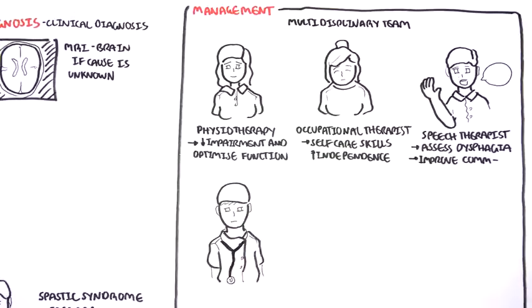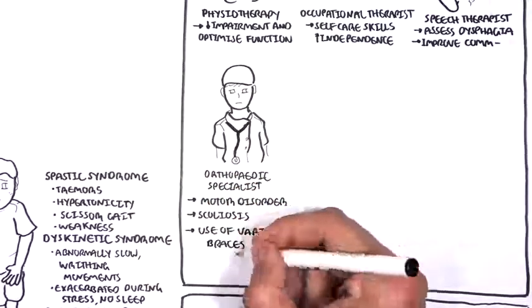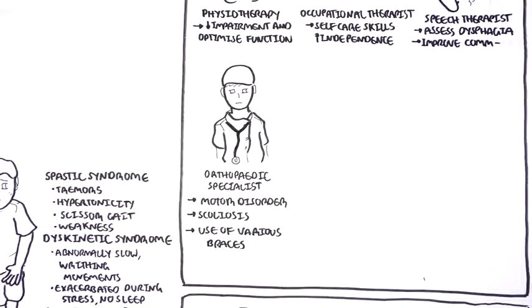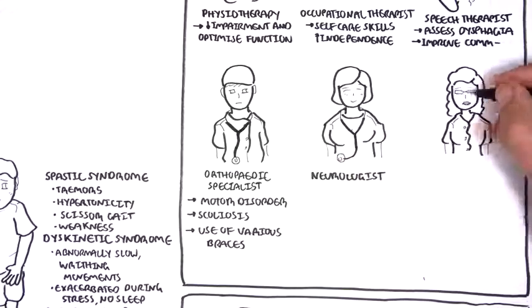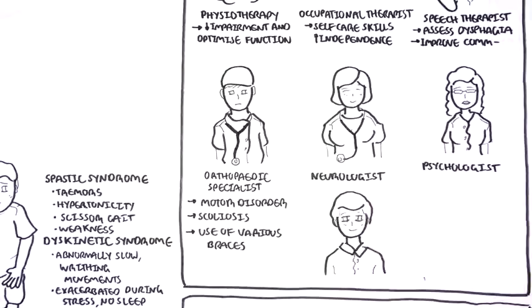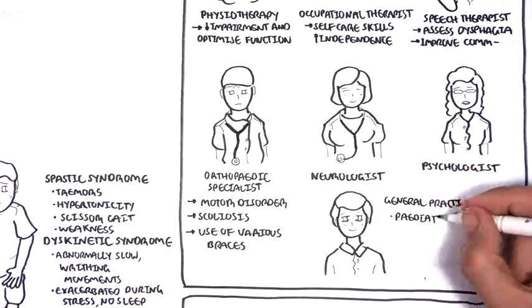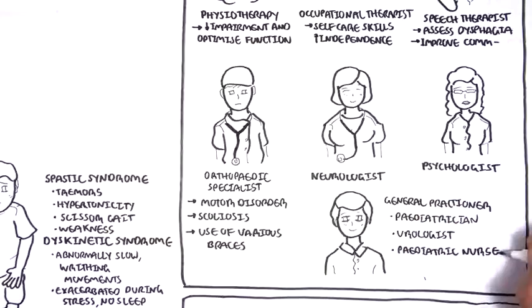An orthopedic specialist is important to help with the motor problems, with scoliosis of the spine, which is common, and to help with the use of various braces to help with movement. A neurologist, as well as a psychologist, is important for mental health. The general practitioner or family physician is probably the person who coordinates the whole thing. Then there's also the pediatrician and neurologist, as well as a pediatric nurse, if and when necessary.